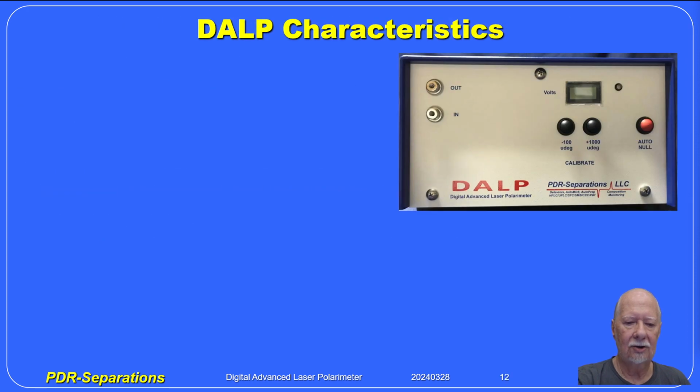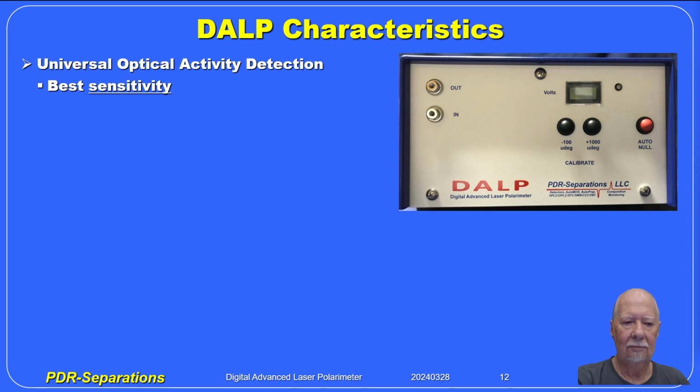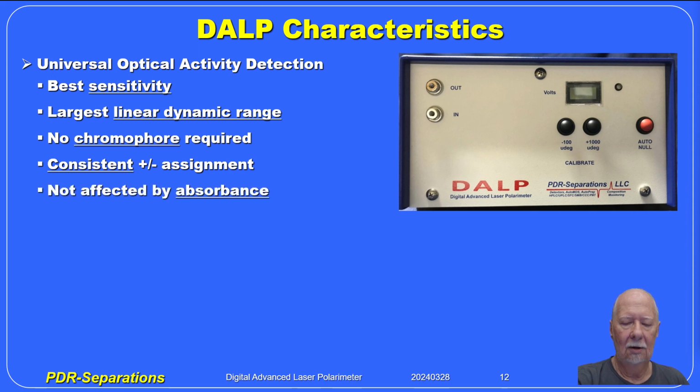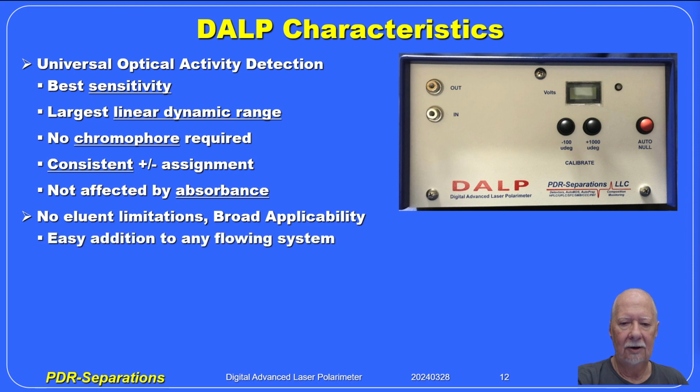Dalp characteristics: universal optical activity detection, best sensitivity, largest linear dynamic range, no chromophore required, consistent plus-minus assignment, not affected by absorbance, no eluent limitations, broad applicability, easy addition to any flowing system, gradients, high pressure, high flow, etc. All okay.